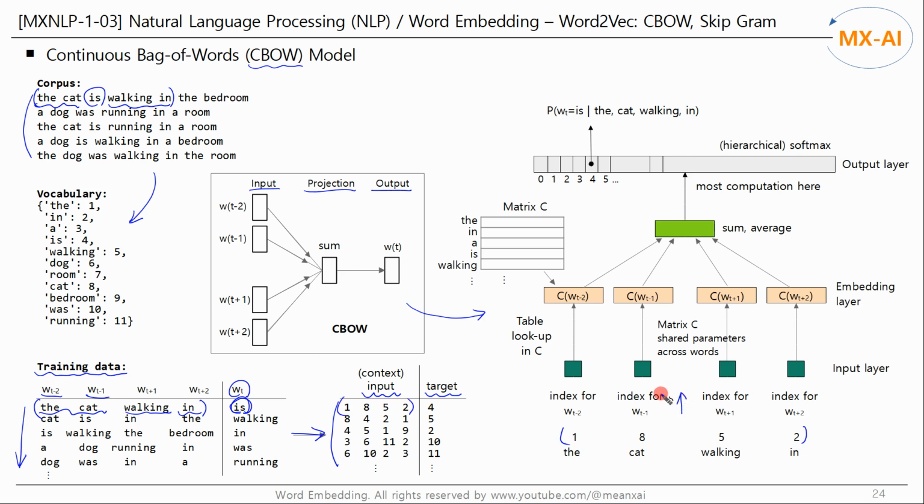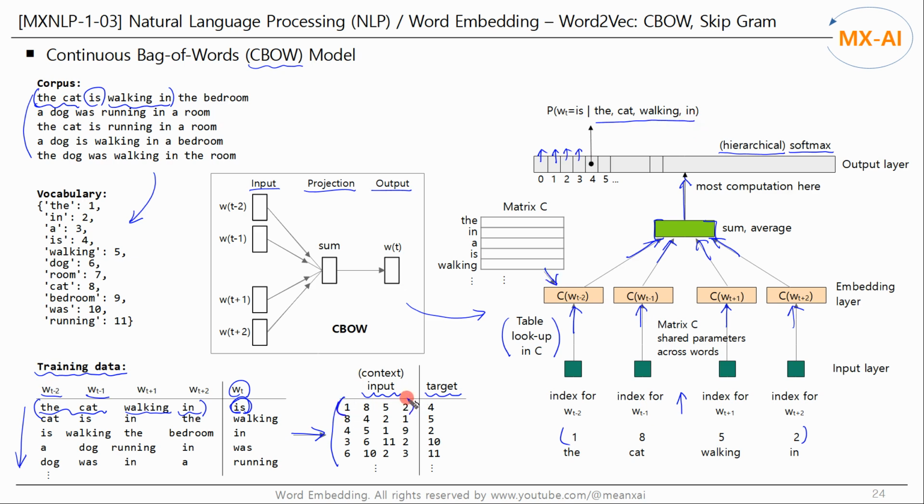As we saw in the previous video, the embedding layer selects a word vector corresponding to each word from the matrix C. This is the table lookup in C process. And then it adds all these word vectors or calculates the average. This is a latent vector for the input context words. This is fed into a hierarchical softmax or standard softmax output layer. Each neuron in the output layer outputs the conditional probability for every word in the vocabulary given the context words.